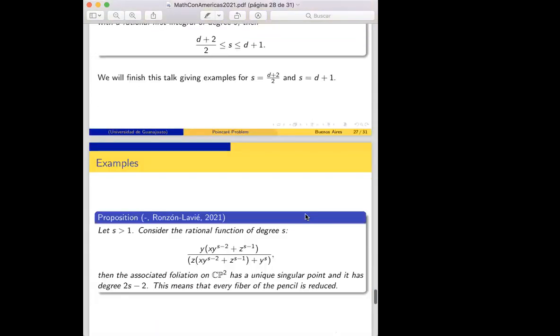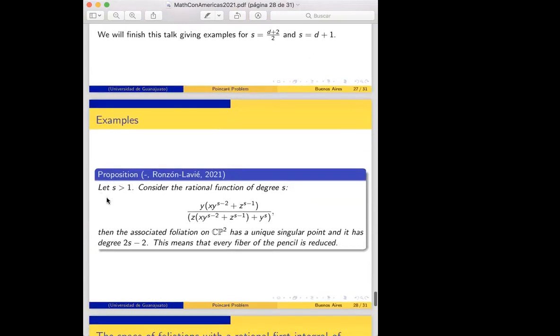The first example is the following. Take s a natural number greater than 1 and consider this rational function of degree s given by this quotient. Then it's easy to see that the foliation associated to this rational function, the differential of the rational function, has a unique singular point, and the degree of the foliation is 2s minus 2. That means that in this case, every fiber of the pencil is reduced because the degree of the polynomial R is 0. We have the bound d equal to 2s minus 2, or s equal to (d plus 1) over 2, where d is the degree of the foliation.